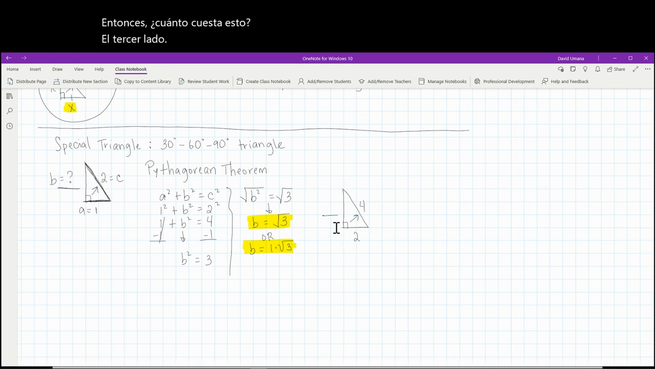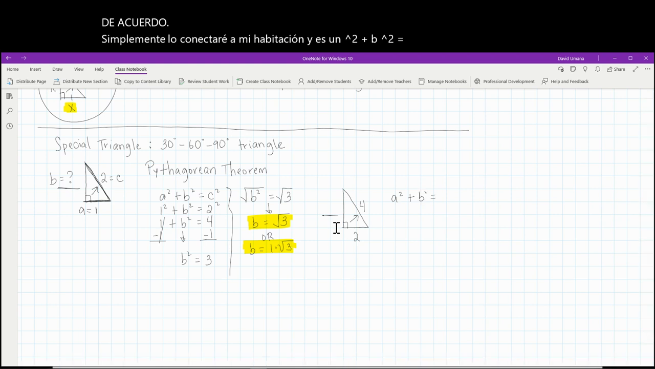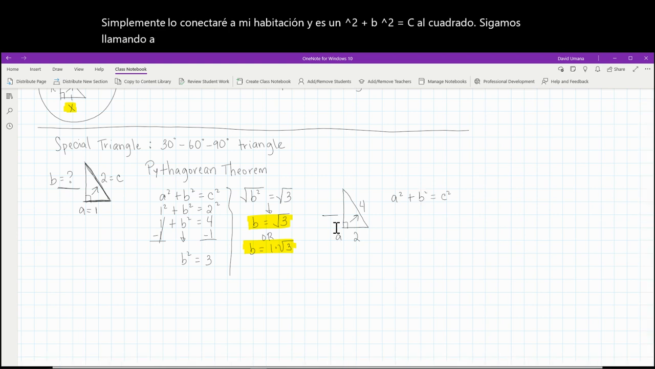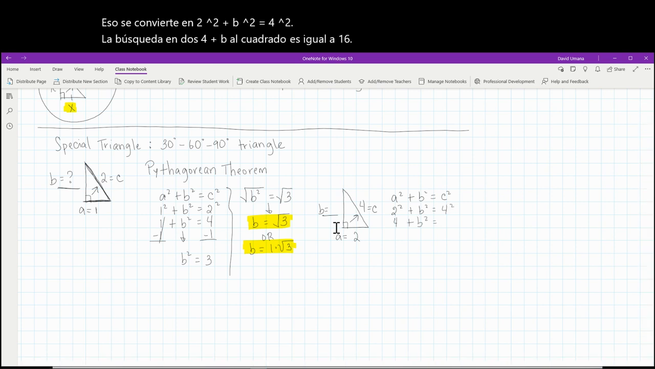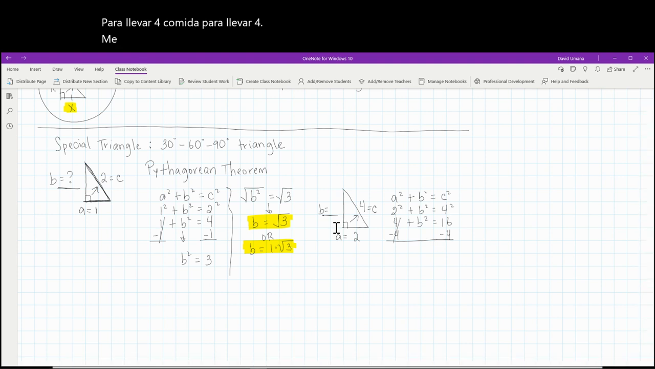Okay. I'll just plug it into my rule. A squared plus b squared equals c squared. Let's continue to call this a, this is c, and the missing piece is b. Okay. So let's continue to assume that that's what we have. That turns into 2 squared plus b squared equals 4 squared. Turns into 4 plus b squared is equal to 16. Take away 4, take away 4. I am left with b squared is equal to 12.